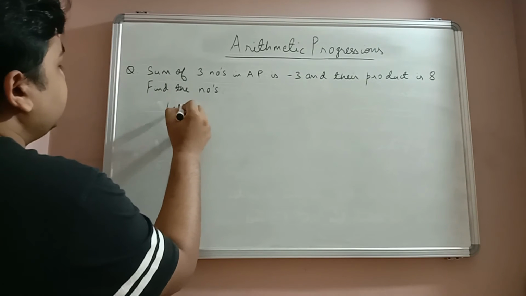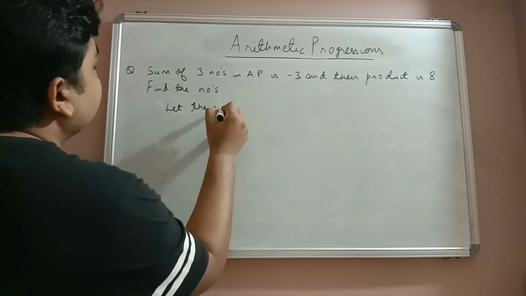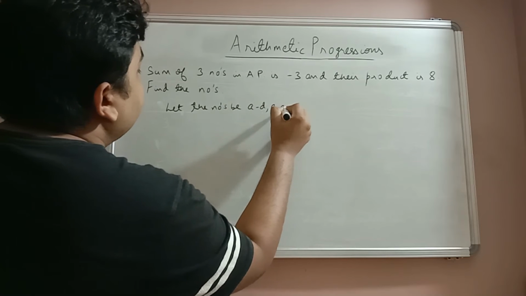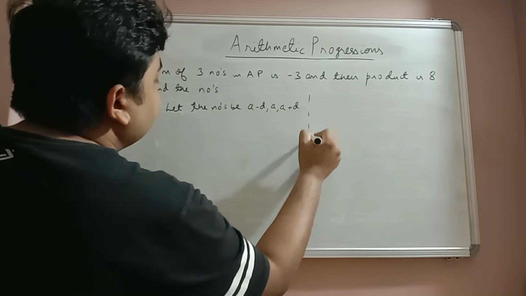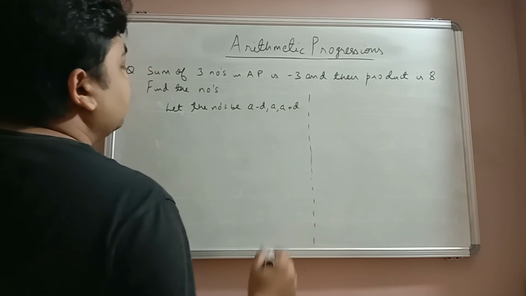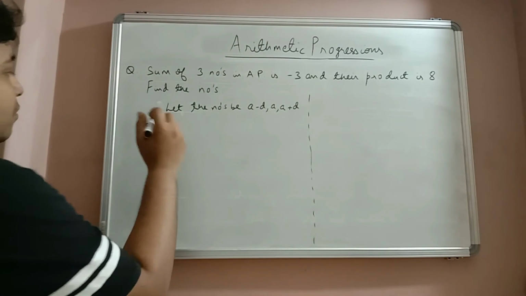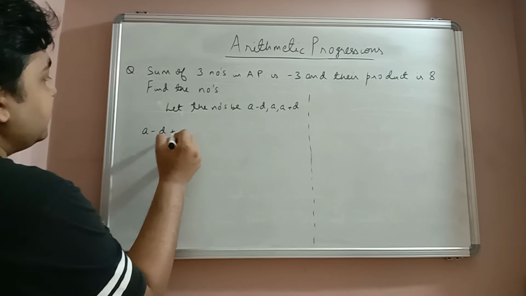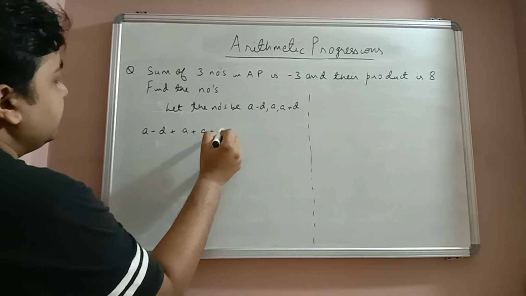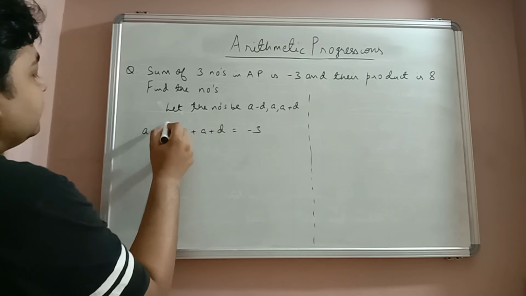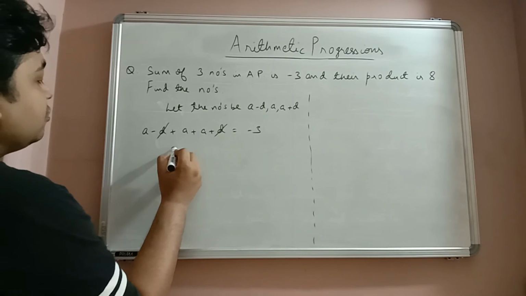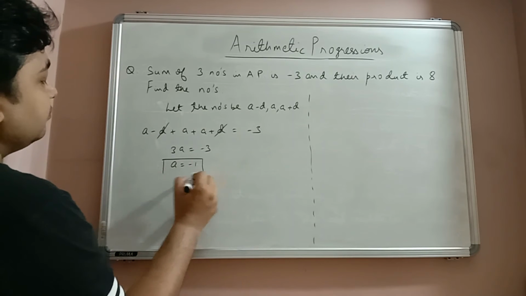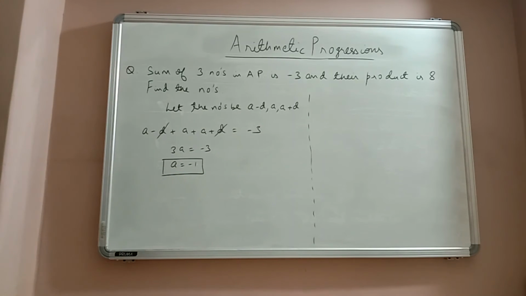So let the numbers be a minus d, a, a plus d. Obviously the sum of these numbers is a minus d plus a plus a plus d, which equals minus 3. The d and d get cancelled, so we're left with 3a equal to minus 3, or a is equal to minus 1. So it comes out that a is equal to minus 1.